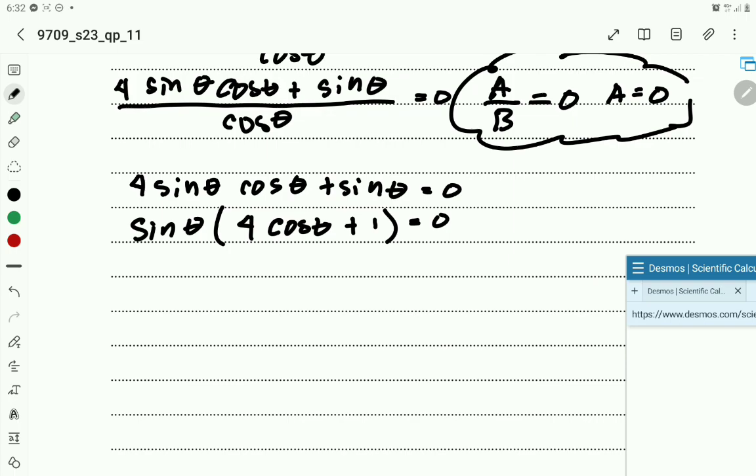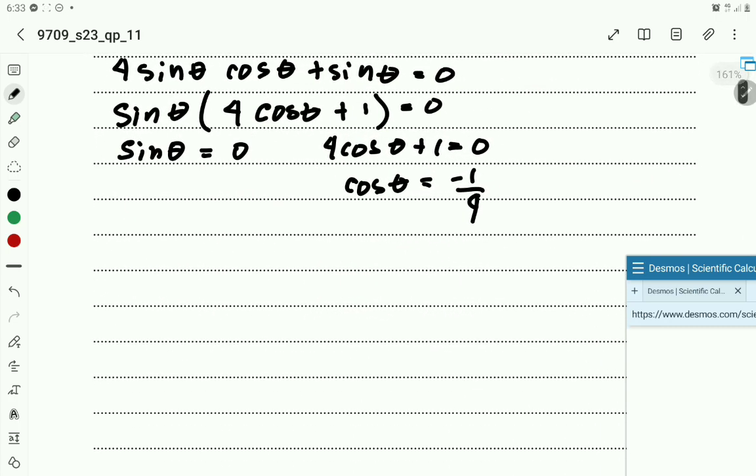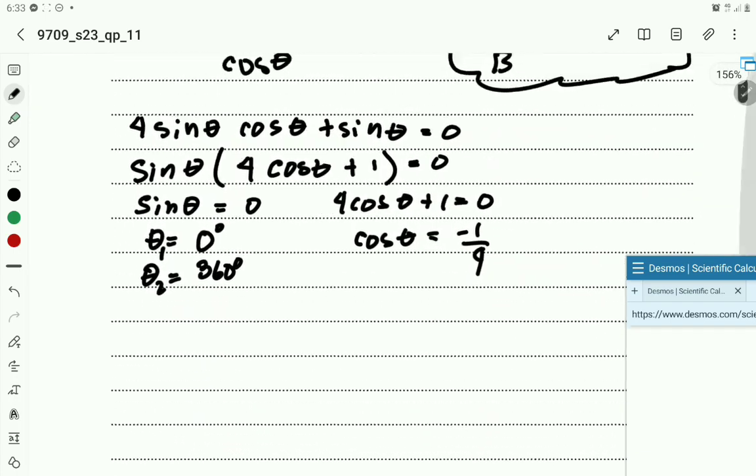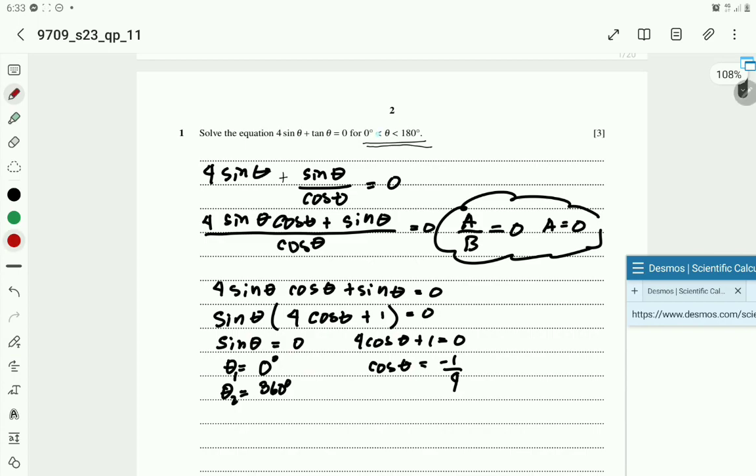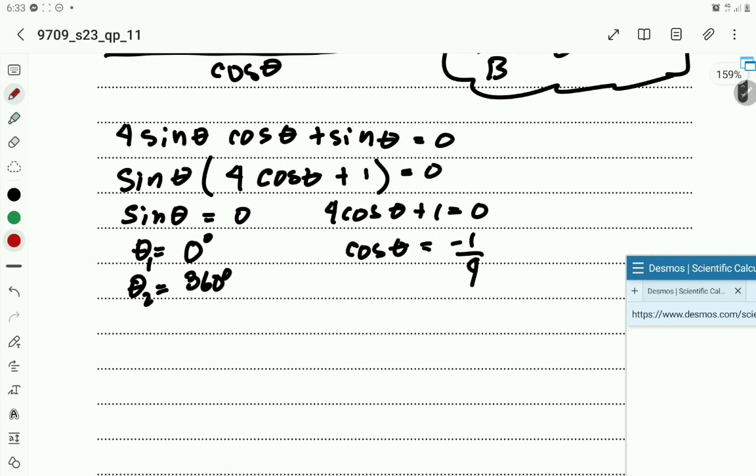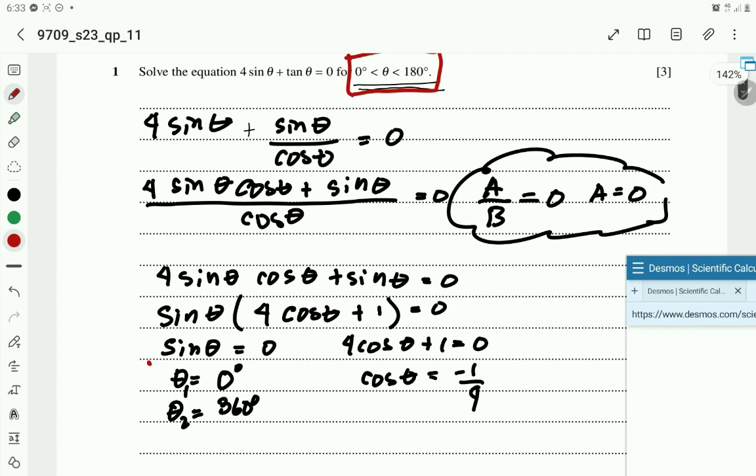So there are two cases here: sine theta equals 0, and 4 cosine theta plus 1 equals 0. From here, we can see that cosine theta is equal to negative 1 over 4. So let's take the inverse sine for sine theta equals 0. That gives theta equal to 0 degrees or 360 degrees. However, as you notice, our range is greater than 0 but less than 180 degrees. So therefore these are not answers, invalid.